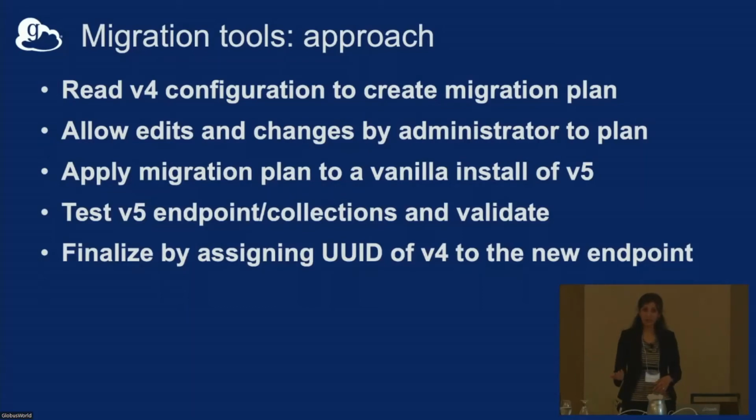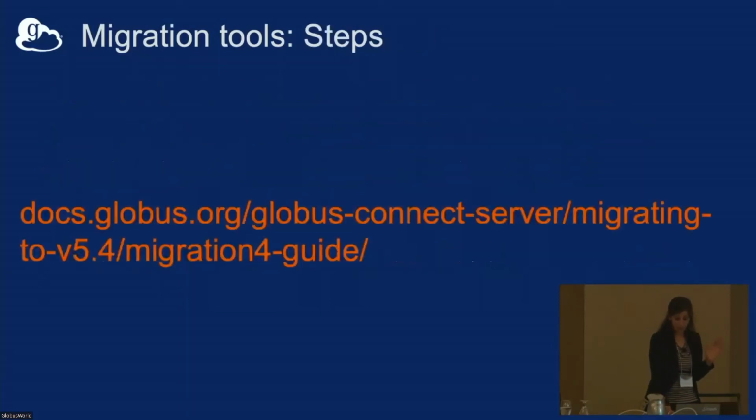Then you can test your V5, and then the finalize step essentially takes the UUID from V4 and applies it to V5, right? That's when your V4 is completely lost. So that's the general approach to those tools.